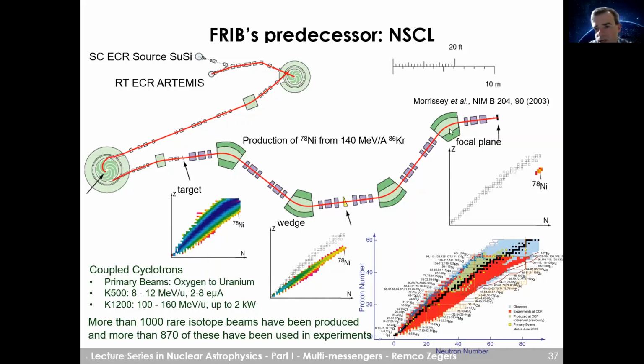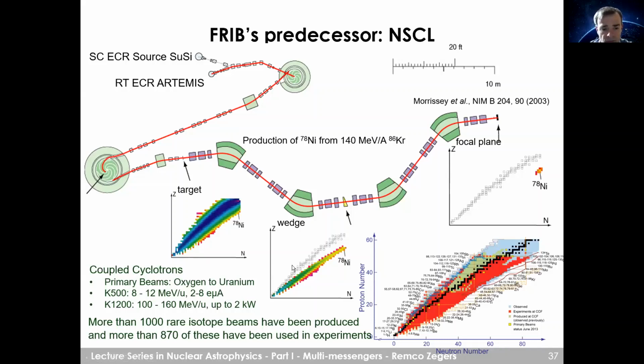And then we have a machine which we call a fragment separator, consisting of many magnets, which we can use to separate out the isotopes that we're most interested in. And in this particular example, we were interested in nickel-78. The experiment was focused on nickel-78. So they purified the beam to get rid of some of the stuff we didn't want.